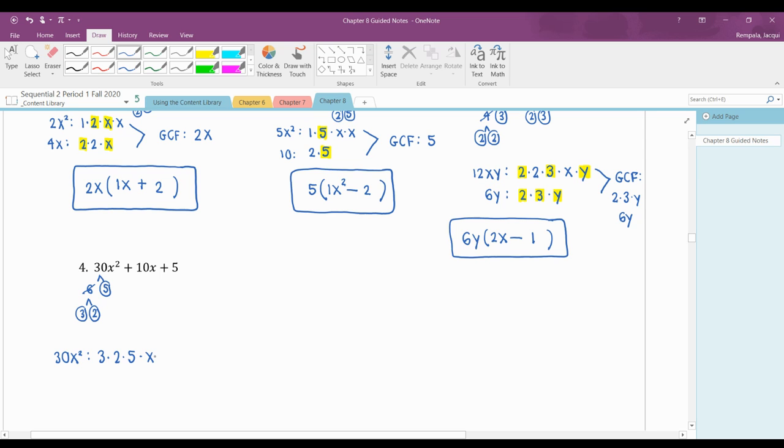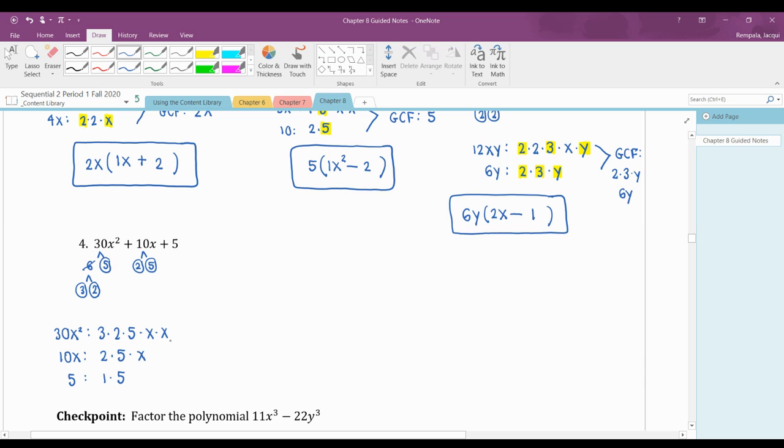The x squared means that I want x times x. If I want to figure out then 10x, I can break up 10 into 2 times 5. So 2 times 5, and then there is an x with it. 5 is what we call a prime number. The only way to multiply to 5 is 1 times 5, and there's no variables there. So I'm going to use this to find my GCF.